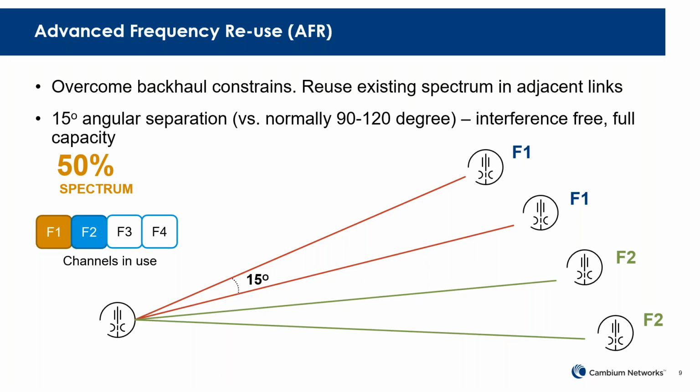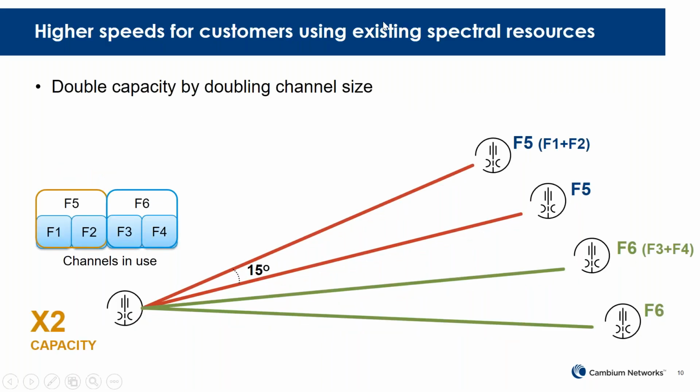So you use AFR for frequency reuse. But what if you want to double the capacity? You have the RF frequency already, but you want to double the capacity. What do you do? You can combine the 2 adjacent channels together to form a bigger channel. And because with AFR that channel can be reused, you can bundle 2 frequencies into one and do the reuse. So basically, you double the channel size and you double the capacity.